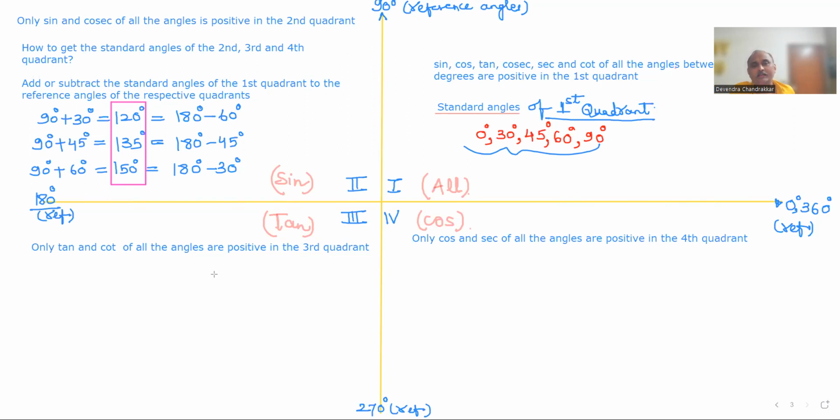Now, I want you to find the standard angles of third and fourth quadrant. I want all of you to write the standard angles of third and fourth quadrant and copy the rest of the notes. Once you are done, answer the poll again. Once you have noted it, write your respective answers of third and fourth quadrant standard angles in the comment section. Please do it.